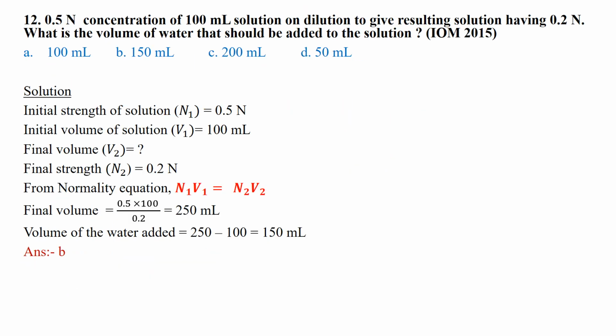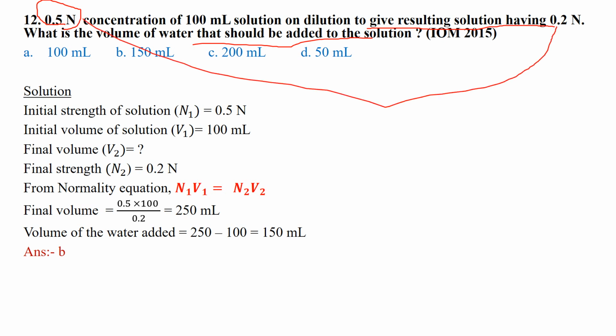Next question, 0.5 normal concentration of 100 ml solution on dilution to give resultant solutions having 0.2 normal. What is the volume of water that should be added to the solutions? The concentration of that solution is going to be decreased from 0.5 normal to 0.2 normal, right? So the concentration is decreased, so dilution has taken place on that solution. So for the dilution we have to add water.